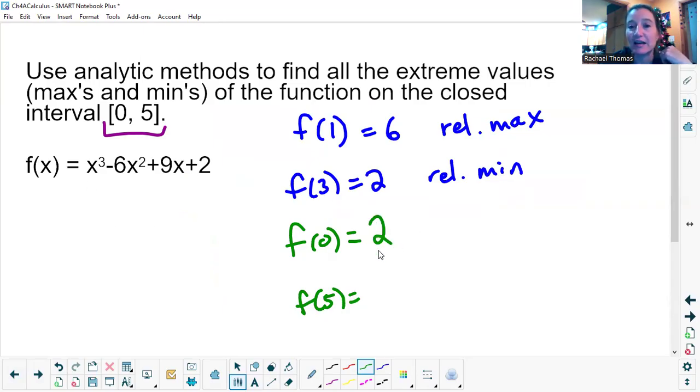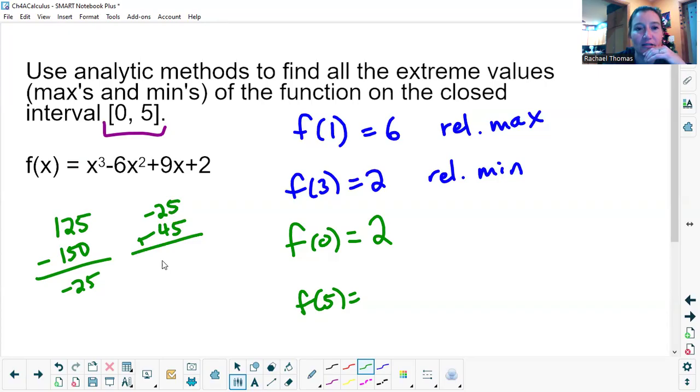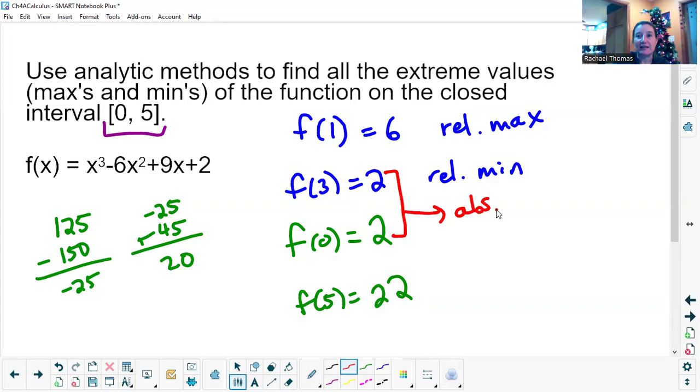0 is easy. I get f of 0 equals 2. f of 5, it's going to be 125 minus, what's 6 times 25? 150. Gives me negative 25. Okay, so negative 25 plus 45 is positive 20. 20 plus 2 is 22. Based on these numbers, I can see now that the smallest value obtained by this function on its closed interval will be 2, and the highest value obtained is 22.